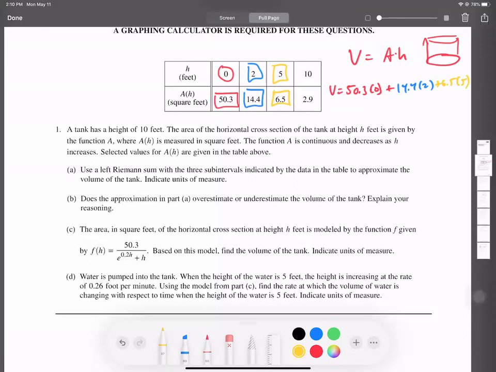Wait, oops, my bad. That's wrong, that's not right. I always make a mistake because the base value, sorry, this is the length of the base. Oh my gosh, yeah, we use this value. I went the wrong way. So the base there is 2. We'll multiply that by 50.3. And then the next section right here, that's going to be a 3, right? 5 minus 2 is 3. Multiply that by 14.4. And then the next section in feet, that's 5 to 10. 5 times the left value, that's our y value.